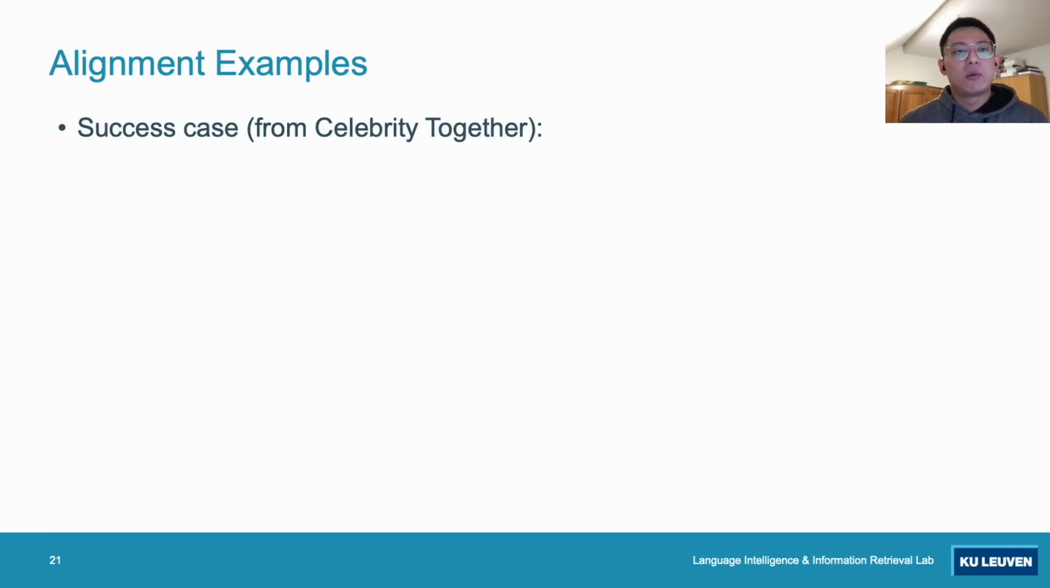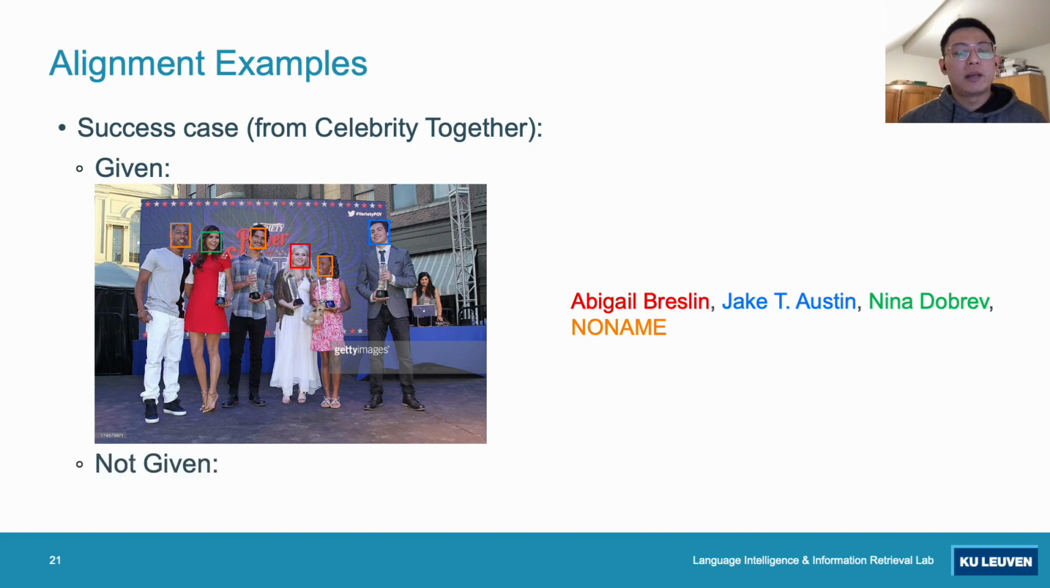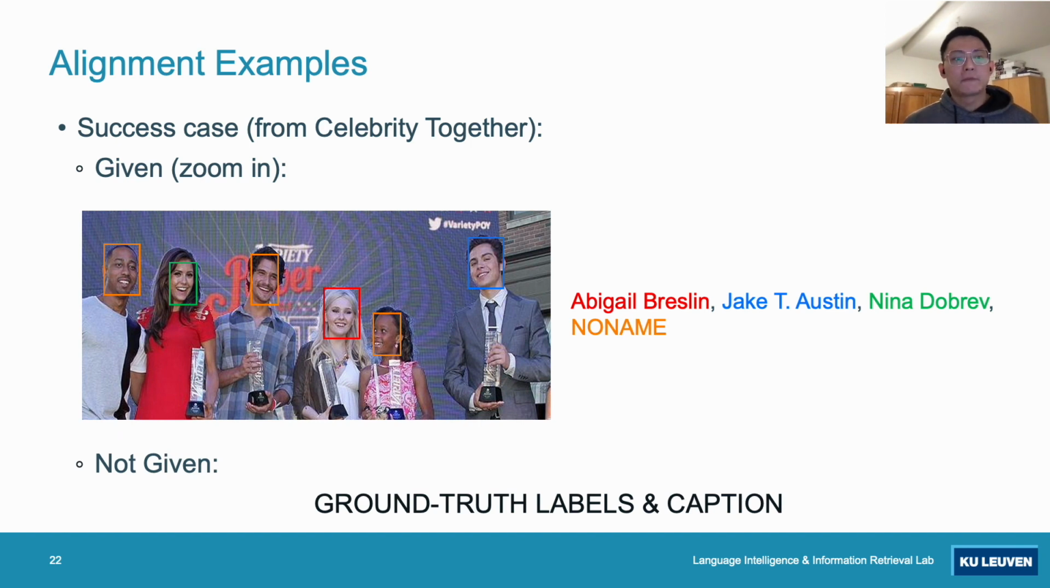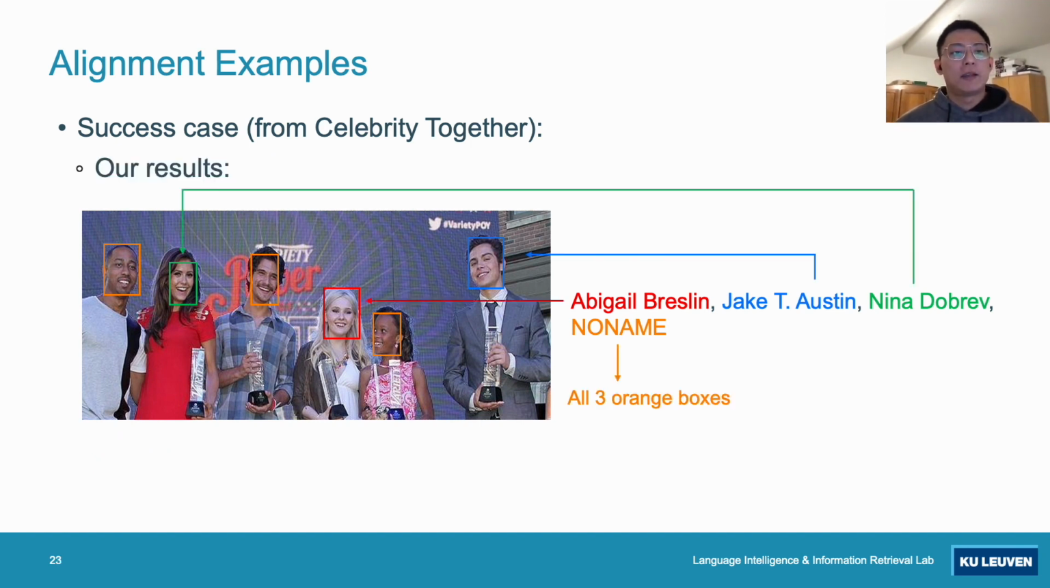Our model also did very well in some cases, like this one. We were given 6 faces with 3 names to align, and there were no ground truth labels or captions during training in this dataset. Let's zoom in a bit. Our model correctly aligned all the names to all the faces in this very difficult task.